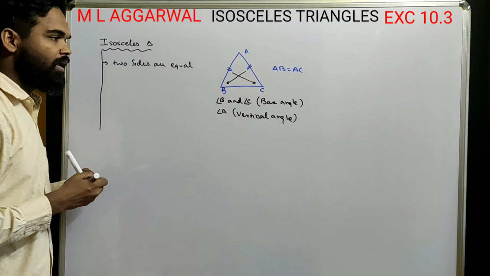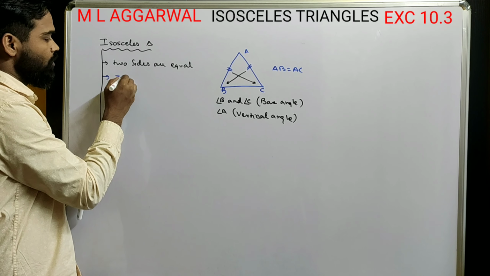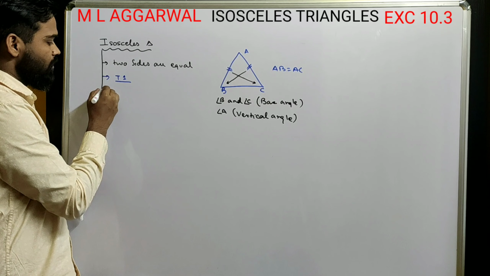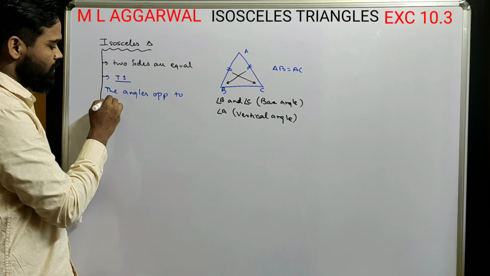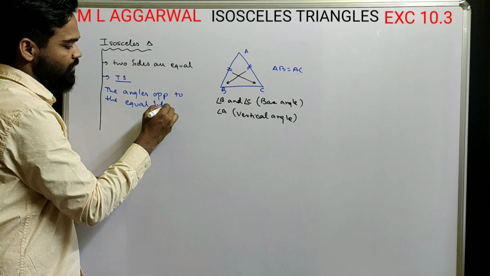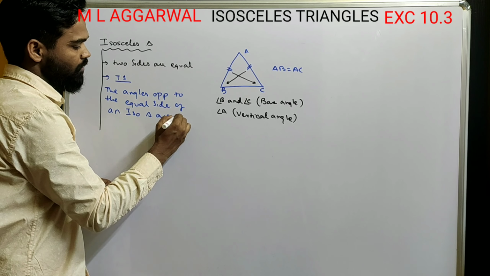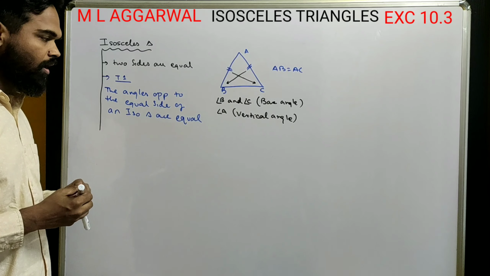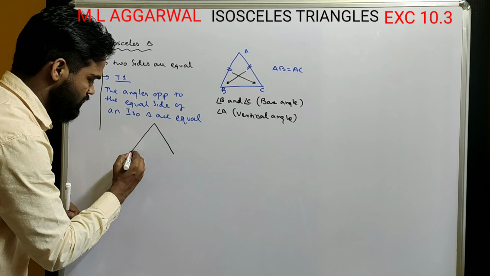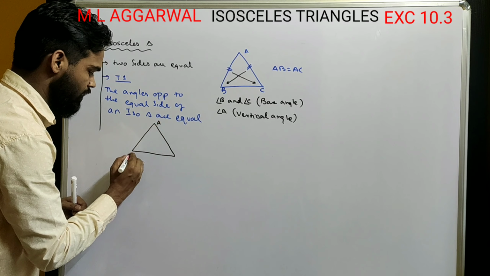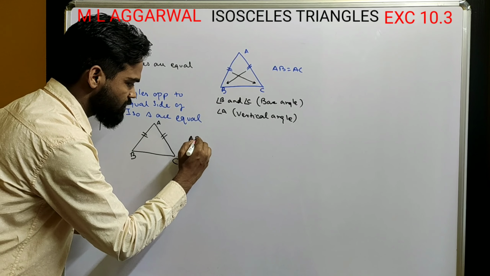Now, in an isosceles triangle, we need to remember two theorems. Theorem 1, which says that the angles opposite to the equal sides of an isosceles triangle are equal. How come? Let's see this. Suppose we take an isosceles triangle ABC, same case. I take AB equal to AC.